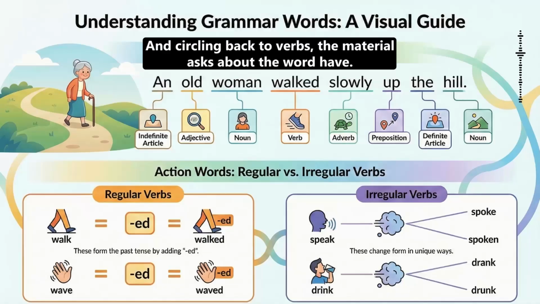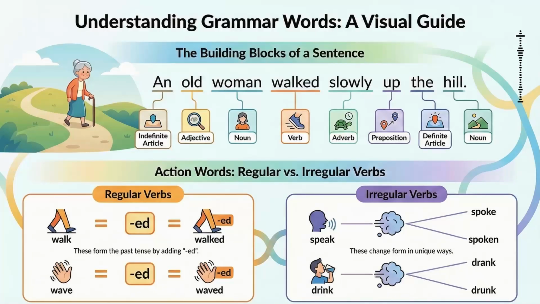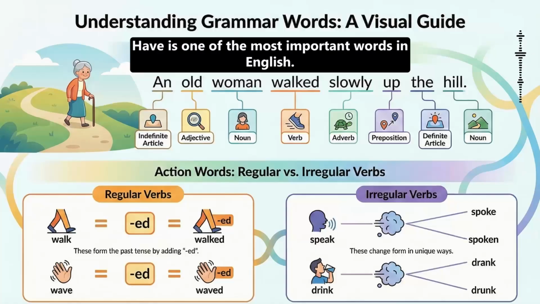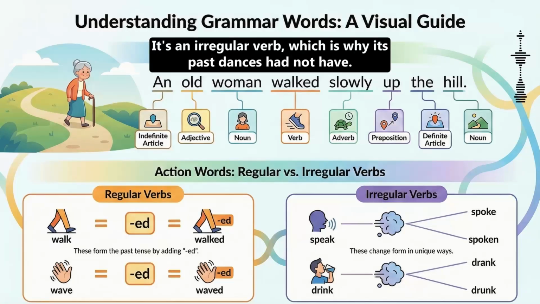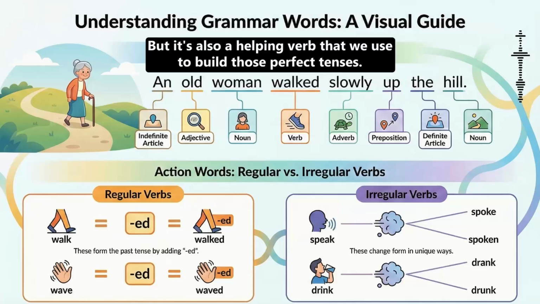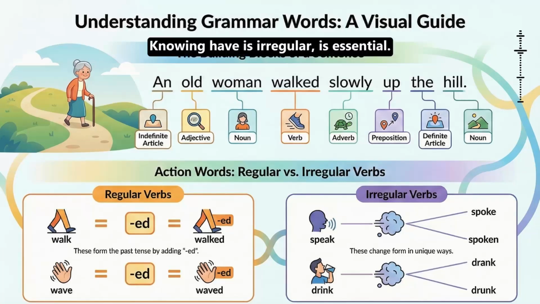And circling back to verbs, the material asks about the word have. Have is one of the most important words in English. It's an irregular verb, which is why its past tense is had, not haved. But it's also a helping verb that we use to build those perfect tenses. Knowing have is irregular is essential.